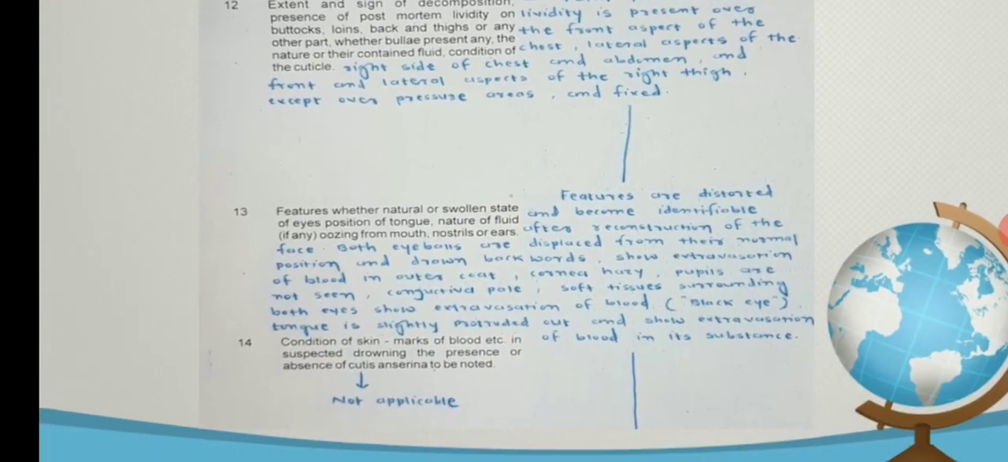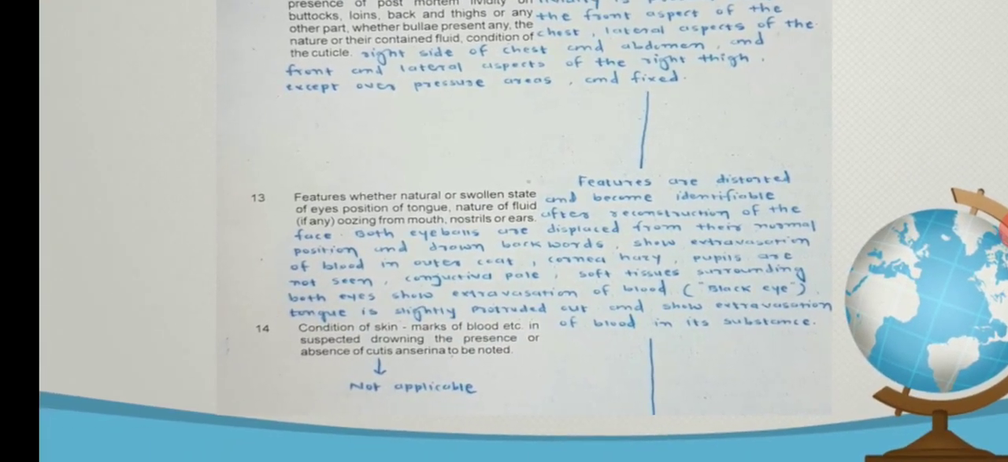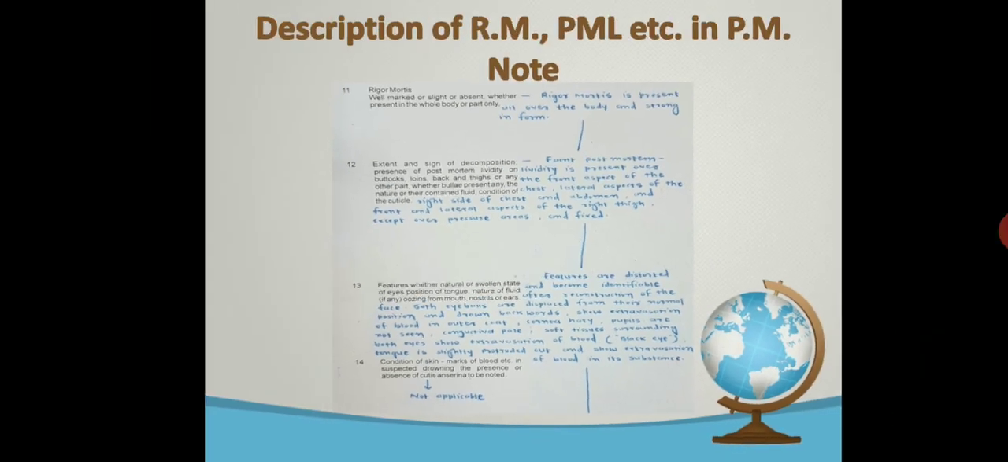Then in column number 13, we have described the facial features. Facial features are distorted and not identifiable. Okay, then we have mentioned the eyeball. Okay, then we have mentioned the cornea, that it is hazy, pupil not seen, conjunctiva pale. Okay, soft tissue surrounding both eyes shows extravasation of blood. So all those things you have to mention. Very fine.